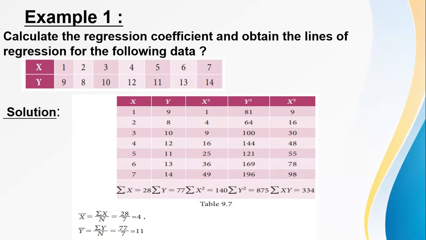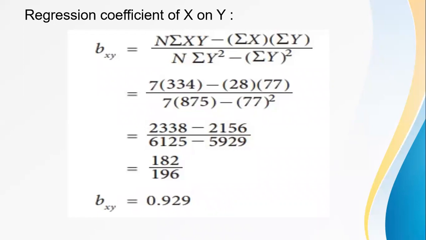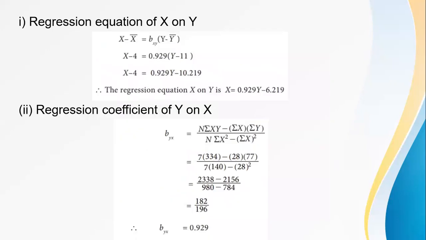Here x bar is equal to summation of x by n, which means 28 by 7, which is equal to 4, and similarly for y. Here we apply the formula for the regression coefficient of x on y. Bxy is equal to n into summation of xy minus summation of x into summation of y, divided by n into summation of y square minus summation of y whole square. By doing this, we get the value of bxy as 0.929.